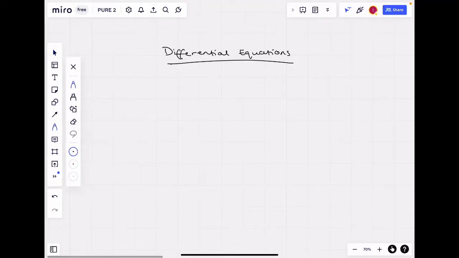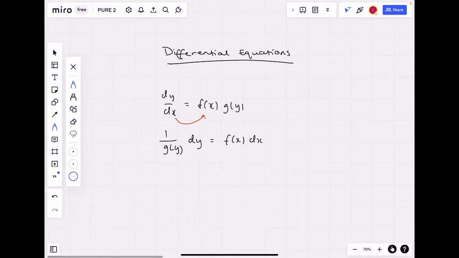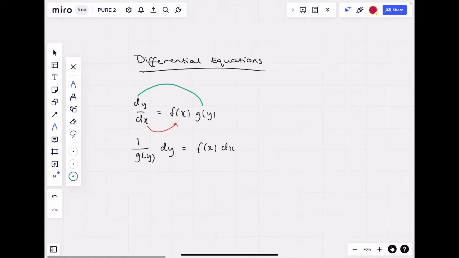Suppose you have an equation in the following format. You have dy by dx, and then you have an x function and a y function together. In this scenario, you can rearrange this so that you have 1 over g(y) dy and f(x) dx. So I've taken this to that side, and I've taken this to that side.